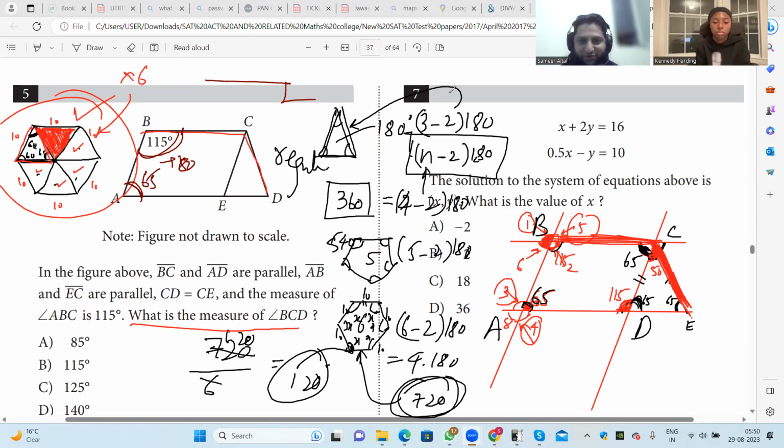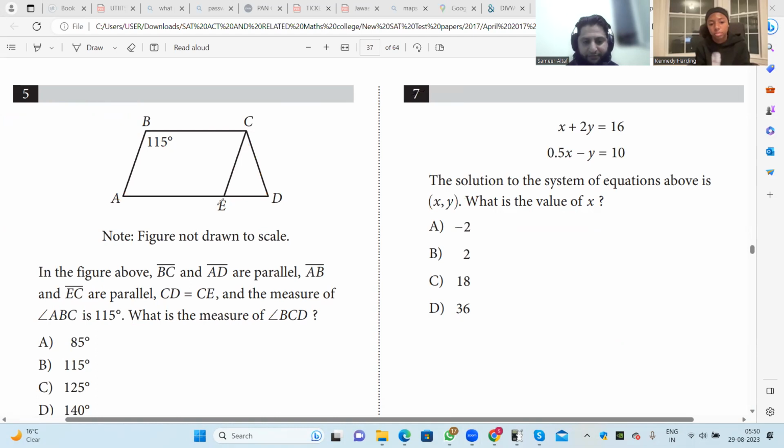Okay, so this is question number 5. Anything which is not clear here? Nope. Let's go down that part.